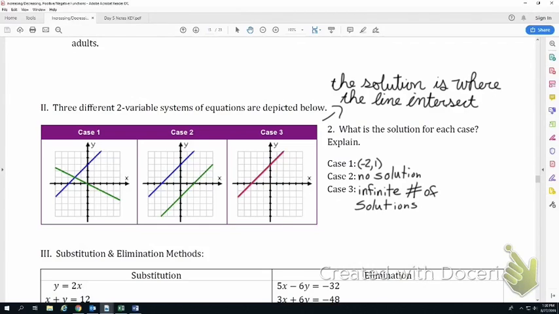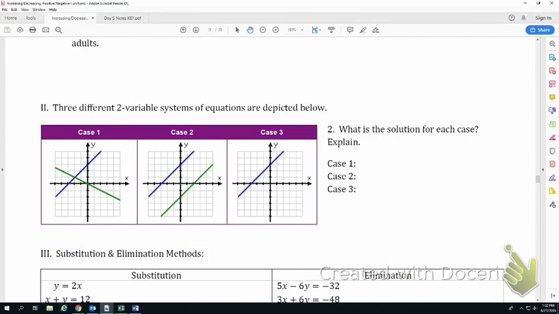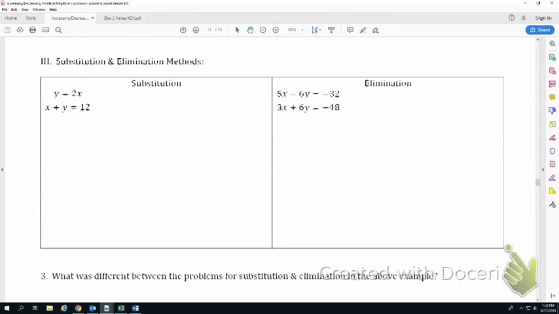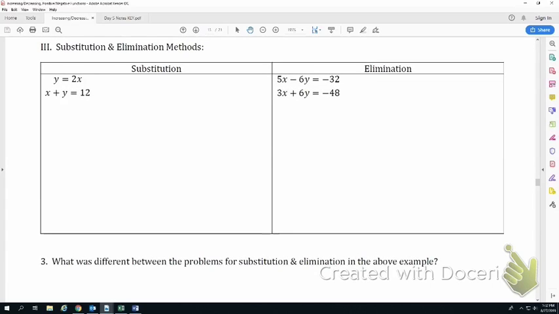So we're not going to talk about the graph a whole lot today, but whenever you're looking at a graph and you're solving a system, that's what you're looking for. Where do they cross? If they don't even cross, if it ends up being the exact same line sitting right on top of each other. So let's go to these 2 different methods right here.